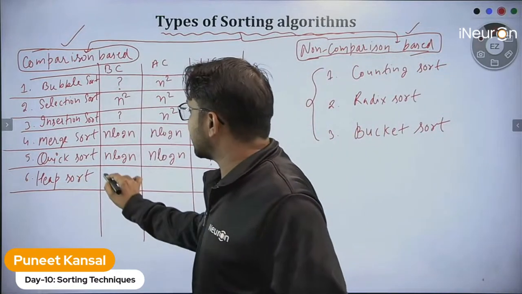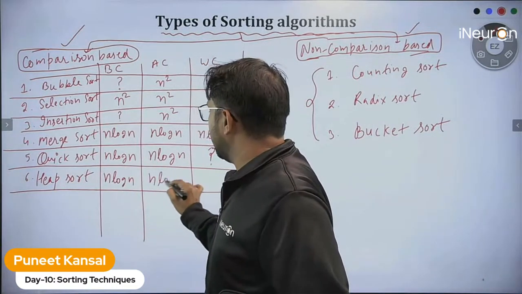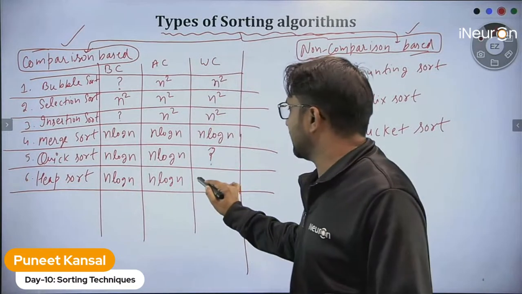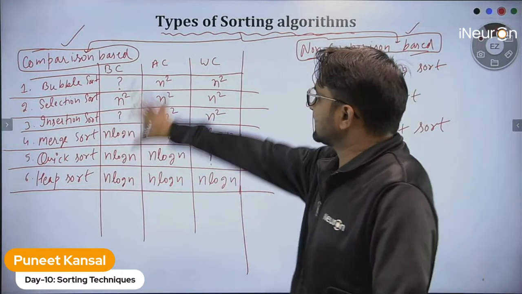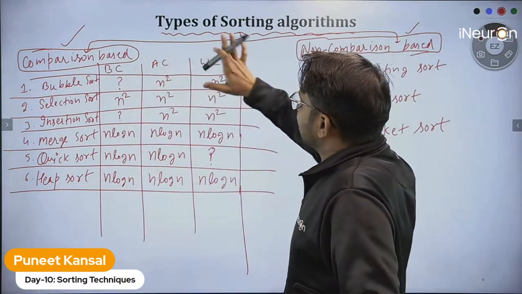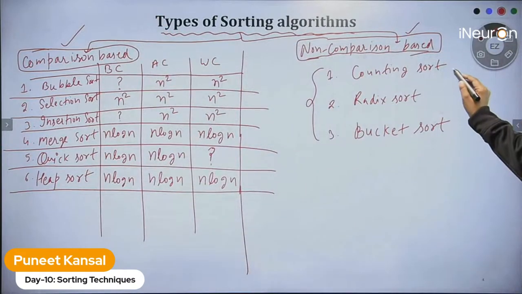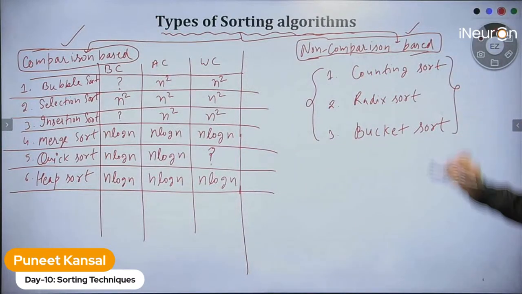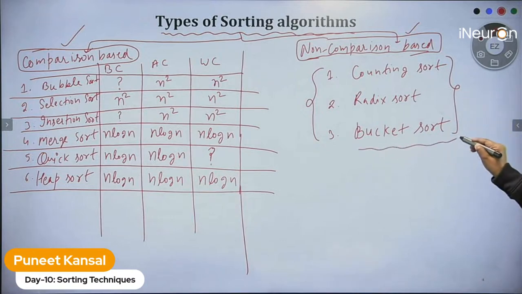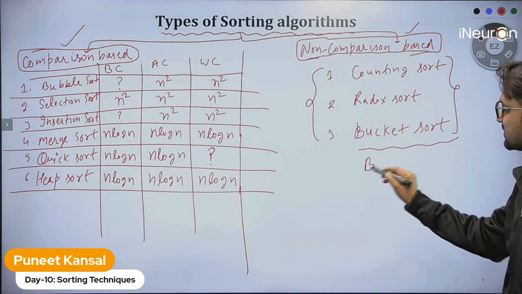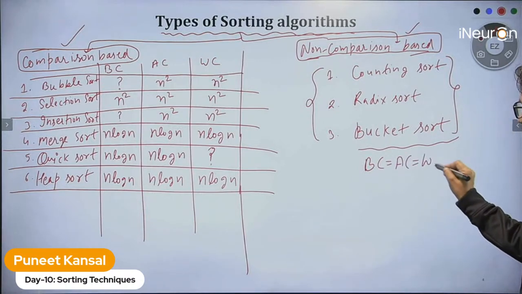Heap sort, best case n log n, average case n log n, worst case n log n. Okay, fine. So this is the best case, average case and worst case of these comparison based sorting algorithms. And if we talk about these three sorting algorithms, let me write over here, their best case is equal to average case is equal to worst case.